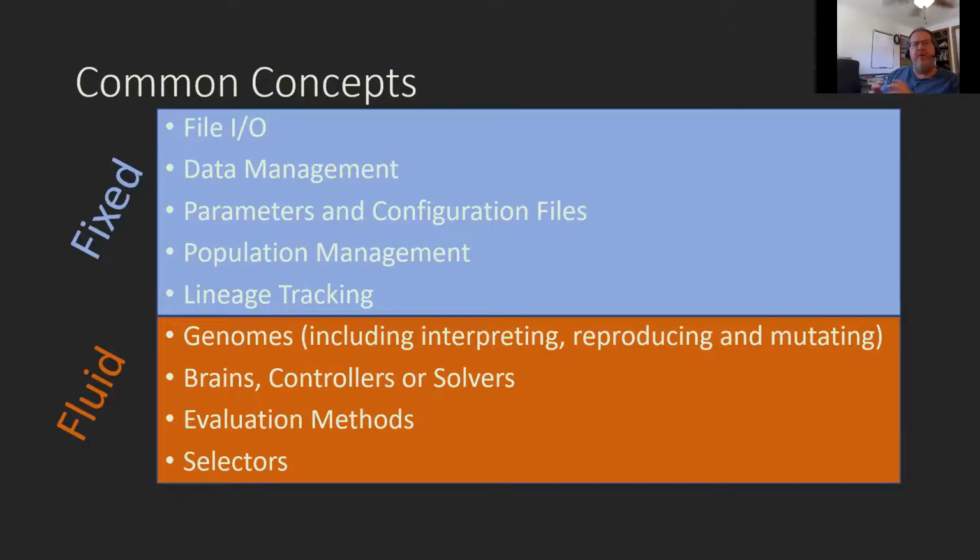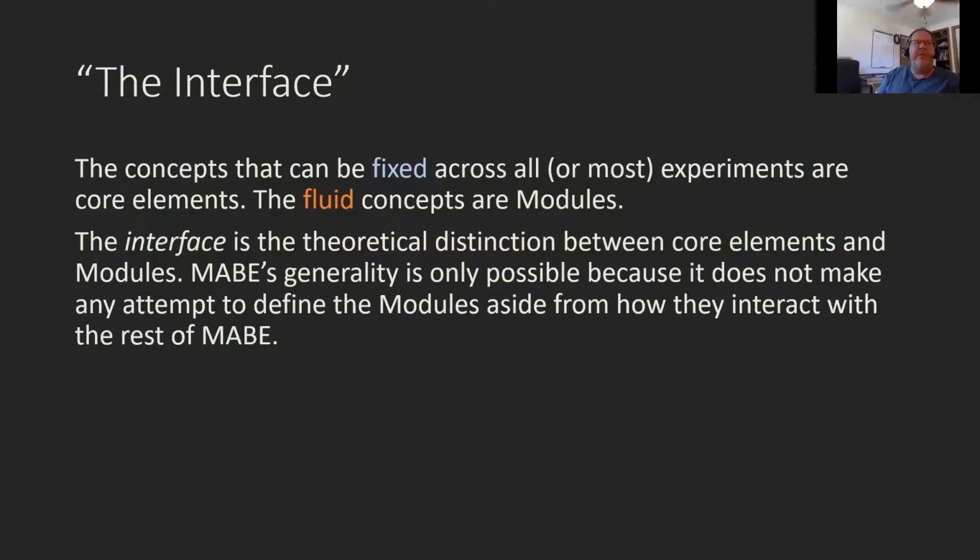And so these are the elements that we basically say need to exist, but we can't fully define them. So there's this very loose concept of an interface, and basically we say the concepts that can be fixed across all or at least most experiments are core elements, and the fluid concepts are modules. The interface is a theoretical distinction between the core elements and the modules. MABE's generality is only possible because it doesn't make any attempt to define the modules aside from how they interact with the rest of MABE.